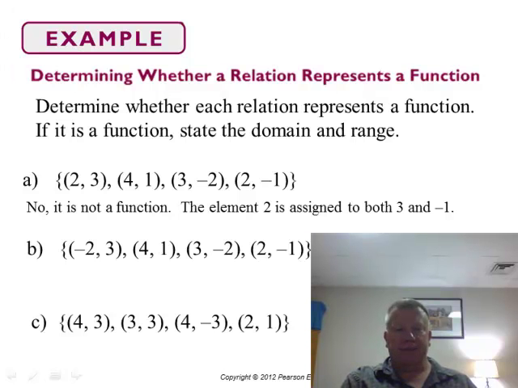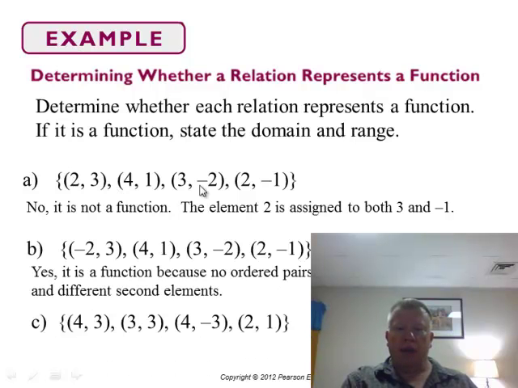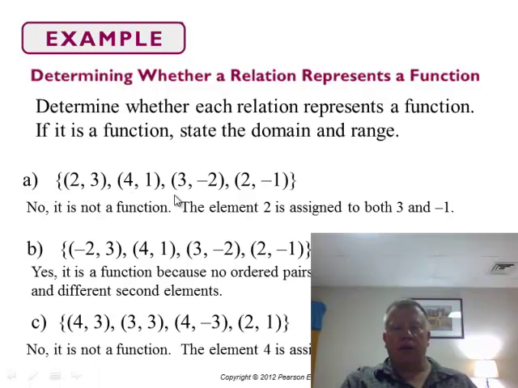Function or no? So again, look through the first coordinates here and see, are there any repeats? And the answer is no. So that means that this relation is a function. How about this relation down here? And the answer is this is not a function because 4 appears twice. 4 gets mapped to 3 and to -3. So this is not a function.